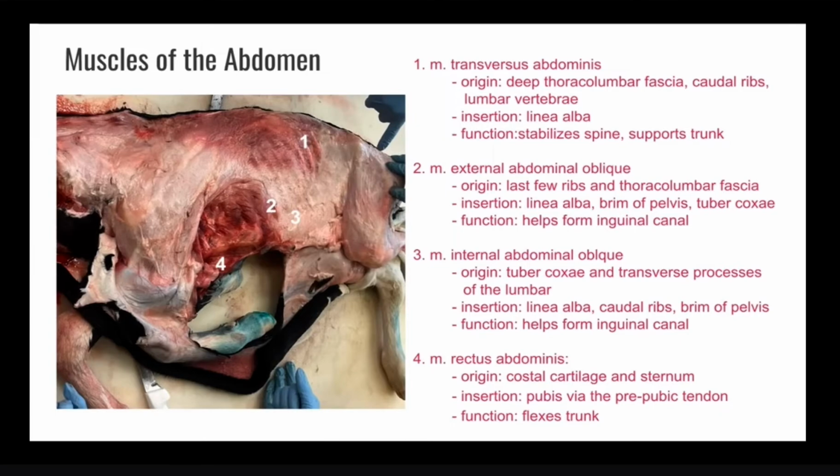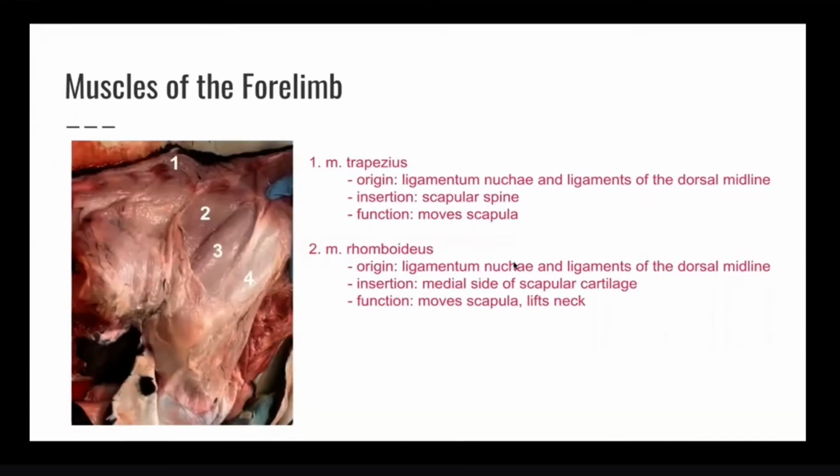The rectus abdominis originates from the costal cartilage and sternum and inserts into the pubis via the prepubic tendon. Its function is to flex the trunk. Moving on to muscles of the forelimb. The trapezius muscle originates from the ligamentum nuchae and ligaments of the dorsal midline. It inserts into the scapular spine and helps move the scapula. These movements include lifting, advancing, and retracting.